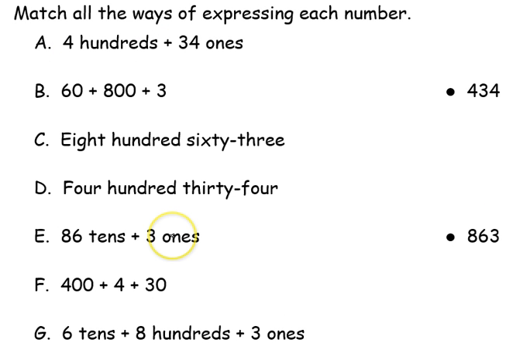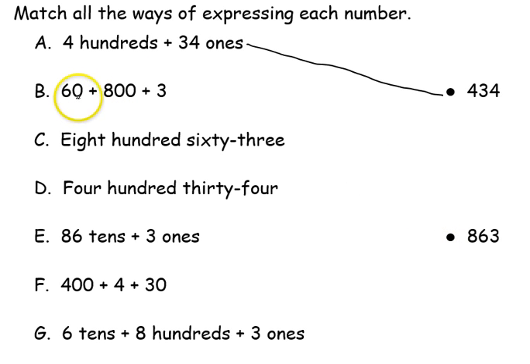In the next section, I have 2 numbers written on the right, but I have several answer choices on the left. The directions say match all of the ways of expressing each number. For example, in problem A, I have a unit form of a number, 4 hundreds plus 34 ones. If I combine 4 hundreds and 34 ones, that would be equal to the number 434. So you'll see the expressions on the left are just different ways of representing the 2 numbers on the right. So we just have to match them up to the appropriate number.